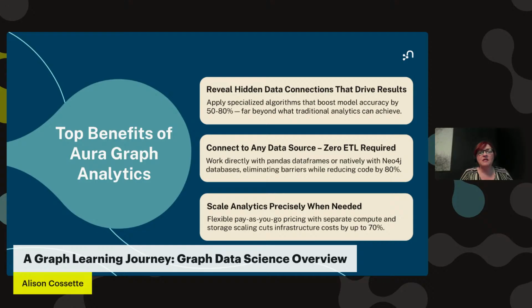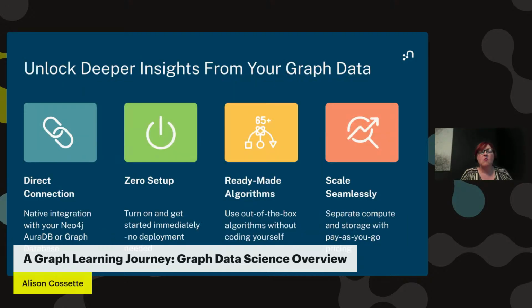What we're going to be talking about today is the hidden data connections that drive results. We have these specialized algorithms, and they do a number of things. They can boost your model accuracy. They can connect any data source so you can improve your ETL. And you're able to scale those analytics precisely when needed because it is serverless and on demand. So, how does it work? Like we said: direct connect, zero setup, ready-made algorithms, and it scales seamlessly.